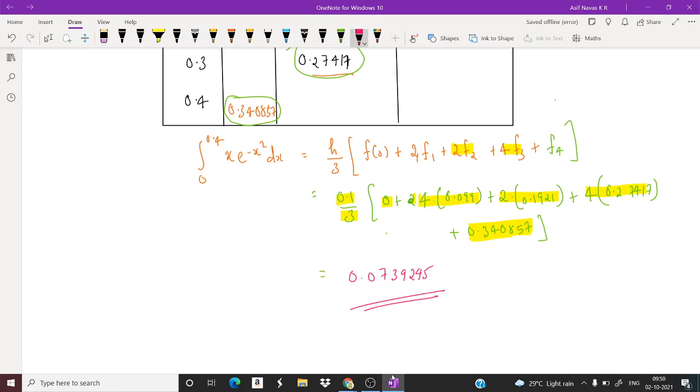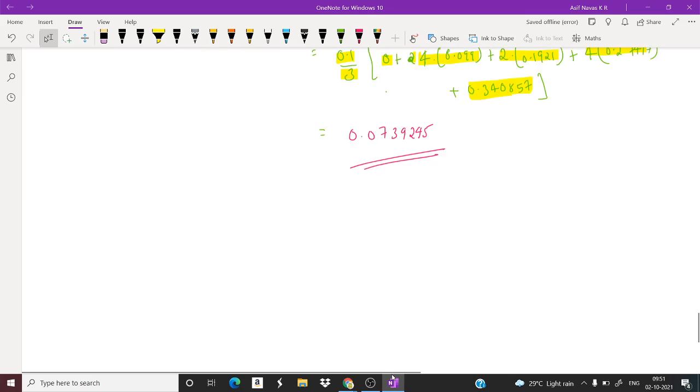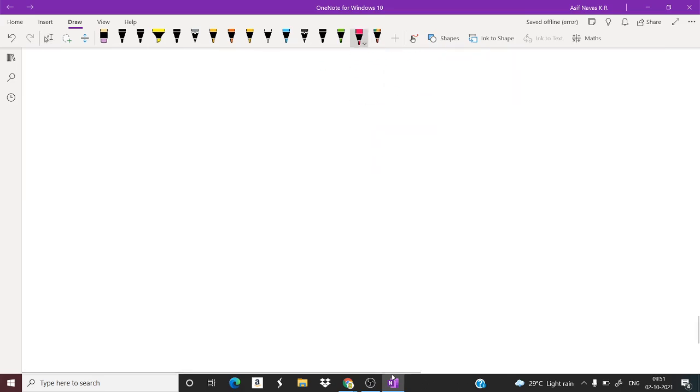So Simpson's rule and trapezoidal rule are very easy methods. You can easily score marks from them. Okay, now I will give you a question, a homework, or I will give you 10 minutes. Please do this problem.